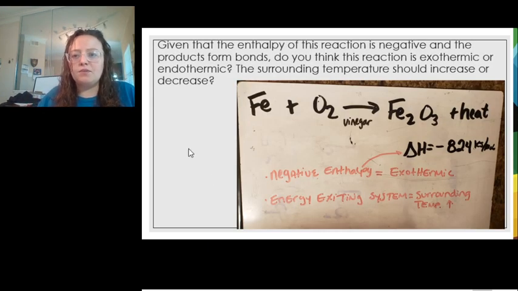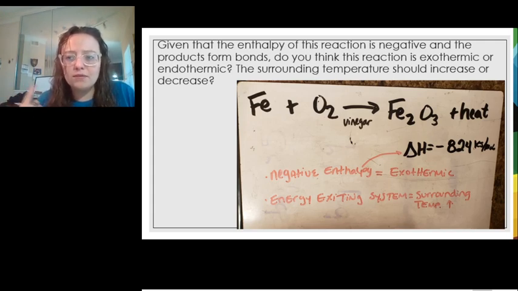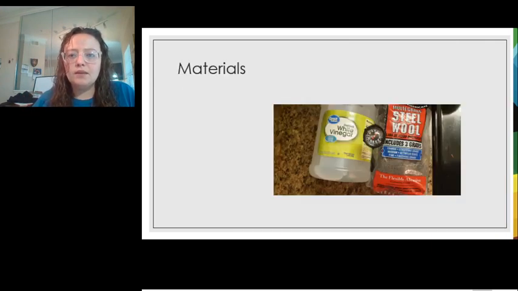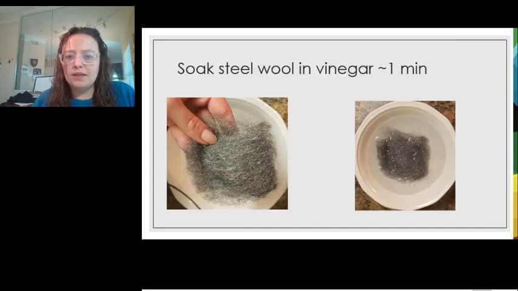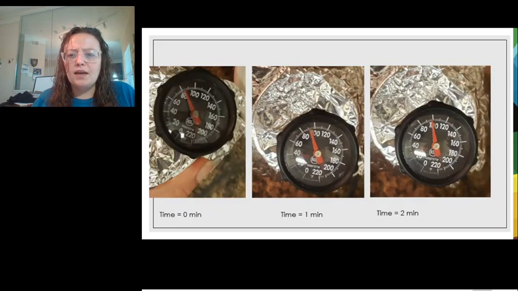So given that our enthalpy is negative, and that we know that it's releasing heat, because it's negative, that would mean it's exothermic. And if the surrounding is absorbing all of this heat, the temperature should increase. So we're going to need vinegar, steel wool, and a thermometer. I soaked my steel wool in the vinegar for like a minute or two. I stuck it in a jar, I added foil on top to keep the heat in, and I stuck the thermometer in. We started off at 80.